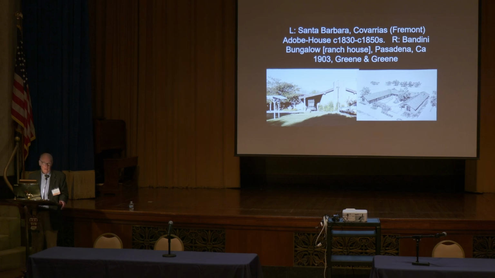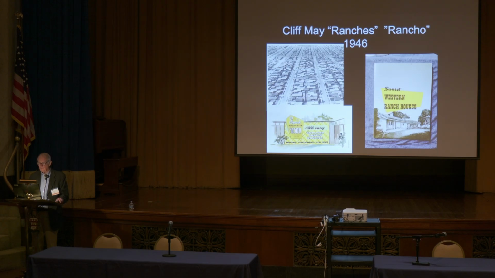We all know them because of the Gamble House in Pasadena. But they did this Bandini bungalow, which I'm showing you there on the right, which is a sort of ranch house type of layout. As you can see, it's out of wood, around a sort of courtyard. But they are fooling around with this, and it then, I would say, sort of disappears. There are some oddball buildings that pop up out there in California, but not really too much happens until the 1940s, and a man by the name of Cliff May appears on the scene.